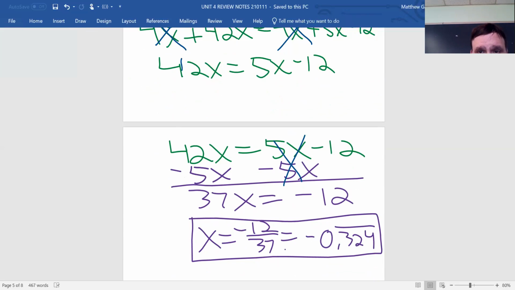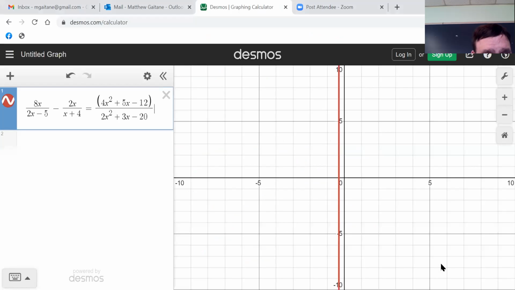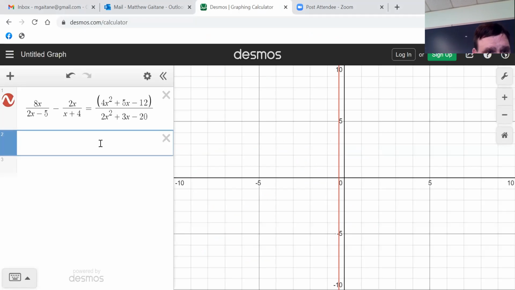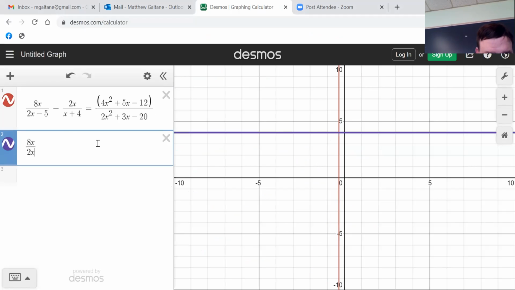So now when we check this on Desmos, I already typed this in, and I didn't change this to a minus, so I'm going to just kind of fix that. This is pretty well prepared. So you do 8x divided by 2x minus 5.